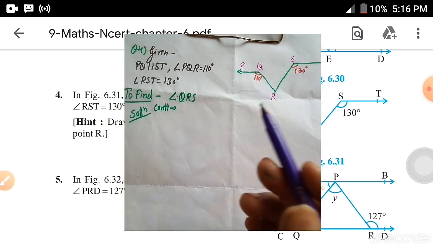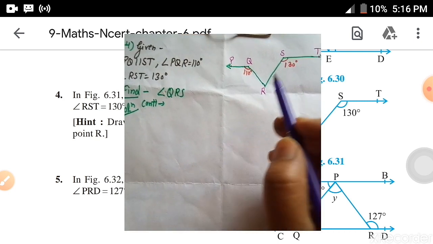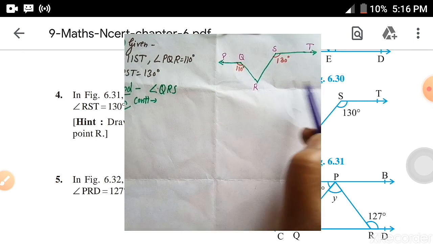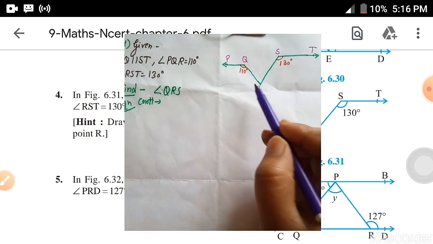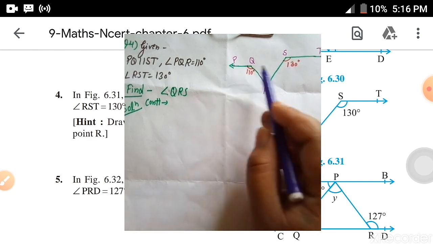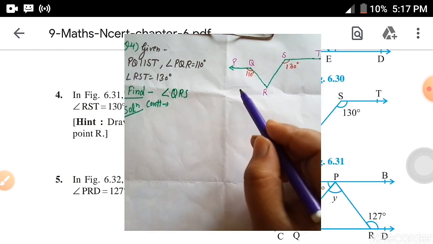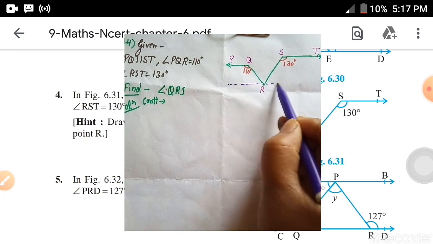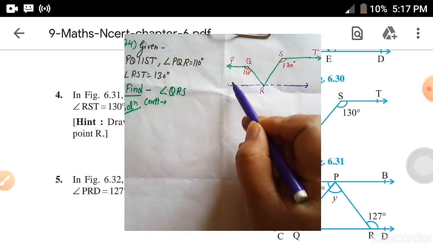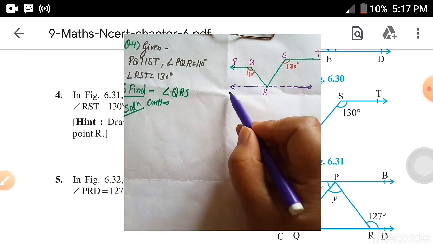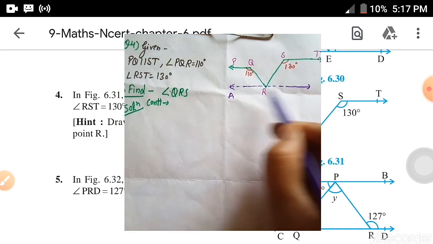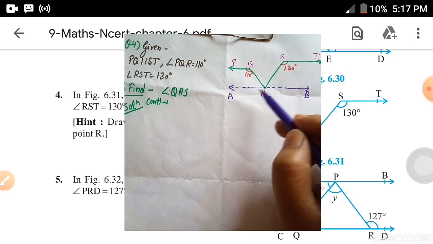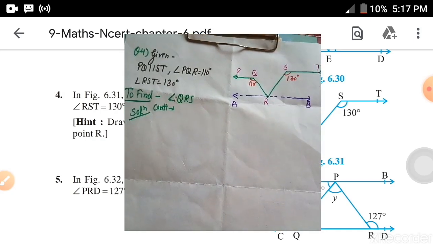You can do the question with various methods. Some students just draw a parallel line from R to T, and some draw a line that is parallel to both lines. But I will draw a line which is parallel to PQ and ST. This is the line, and this is the construction part. We can say that AB is parallel to PQ and ST because these are already parallel, hence this is parallel to both of the lines.